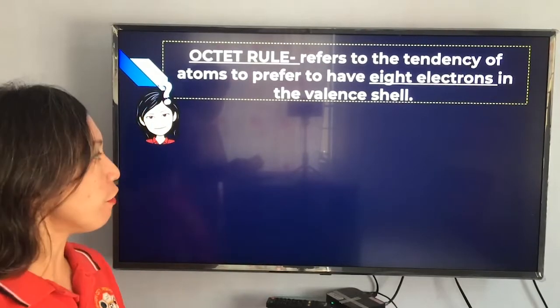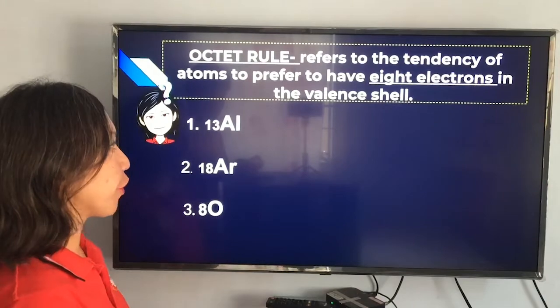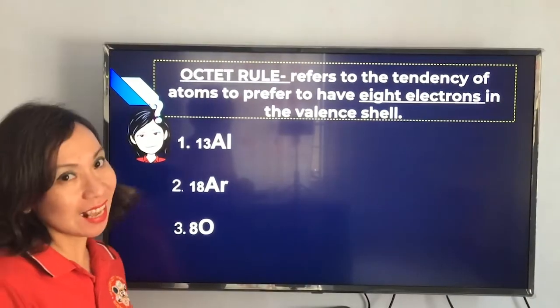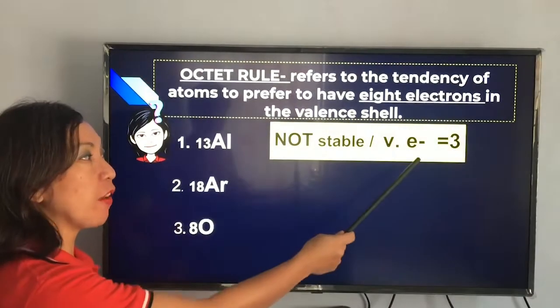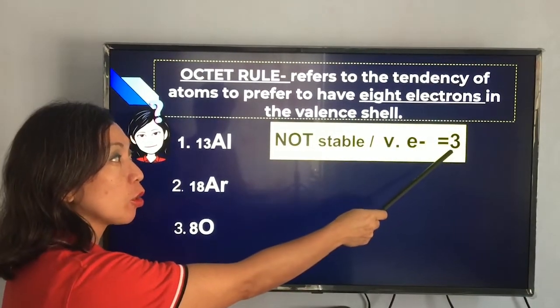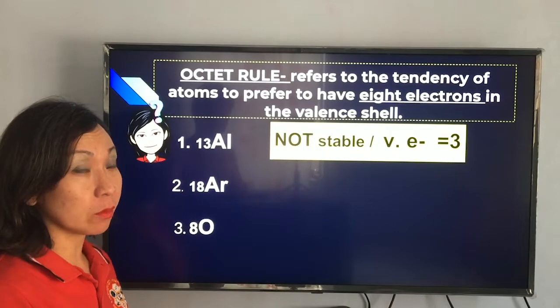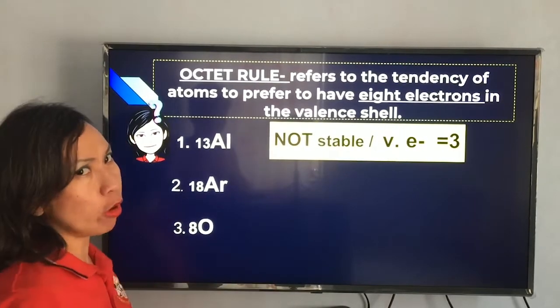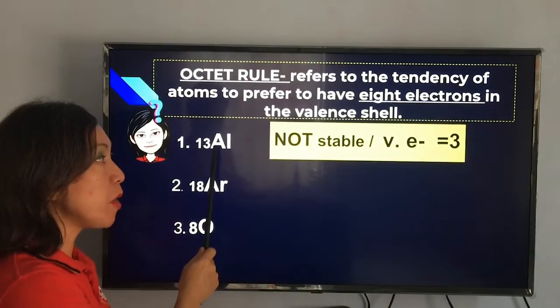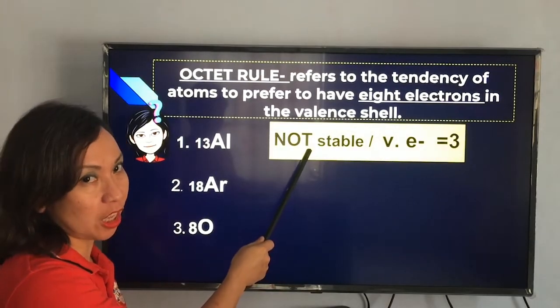Okay, let's try to solve. So let's have first aluminum. What is the valence electron of aluminum? Aluminum has a valence electron of 3. So is it stable or not? Does it attain the 8 electrons? Of course not. So aluminum is not stable.